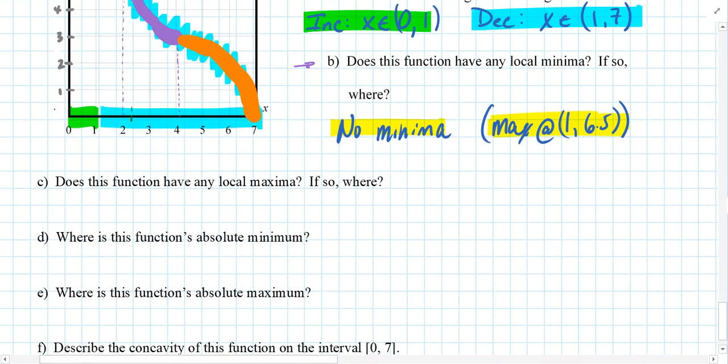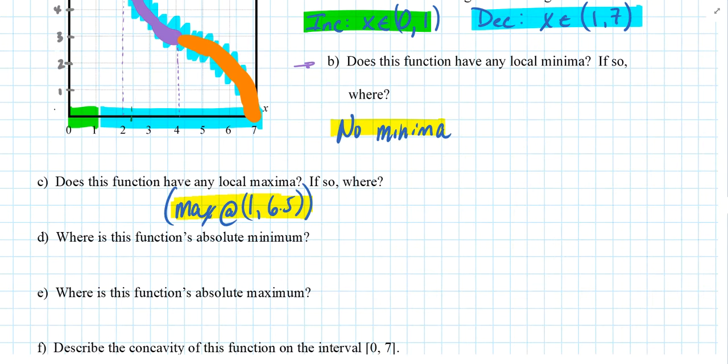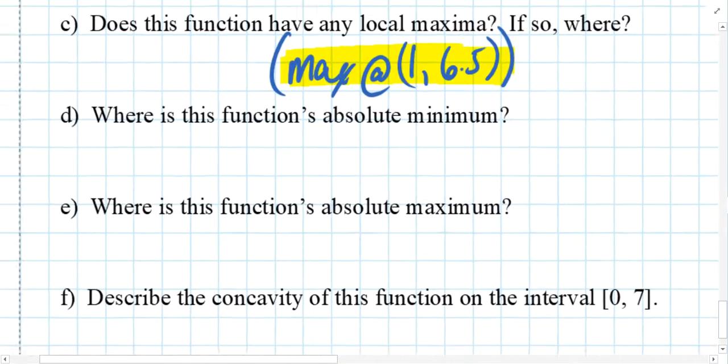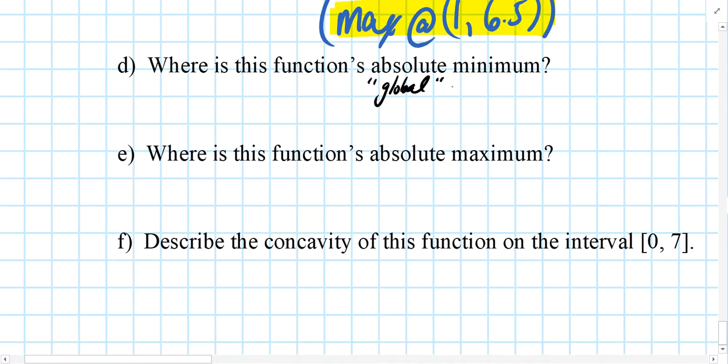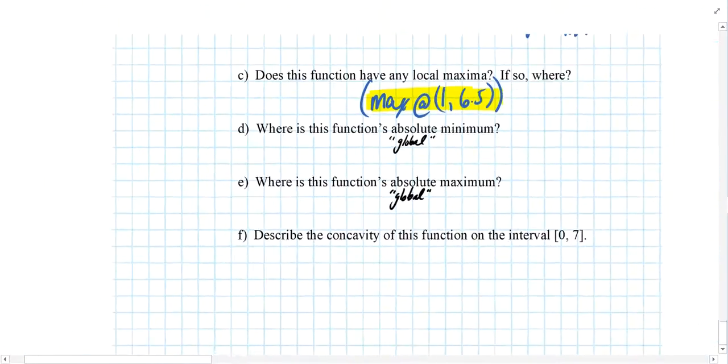Oops, I just didn't read ahead far enough. There was a maximum. Let's go ahead and copy and paste that down below. Now to answer the last couple questions, where is the function's absolute minimum and absolute maximum? Remember, another name for absolute minimum is global minimum, and for absolute maximum, global maximum. Those mean the same thing. And this is the highest and the lowest point possible within this function.